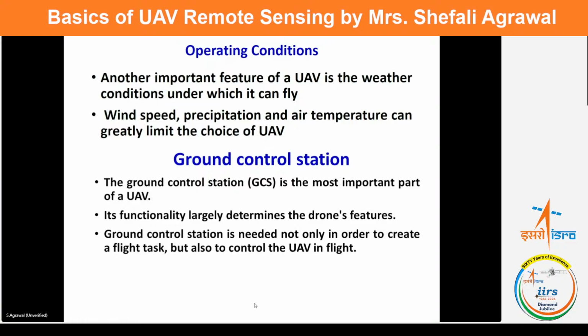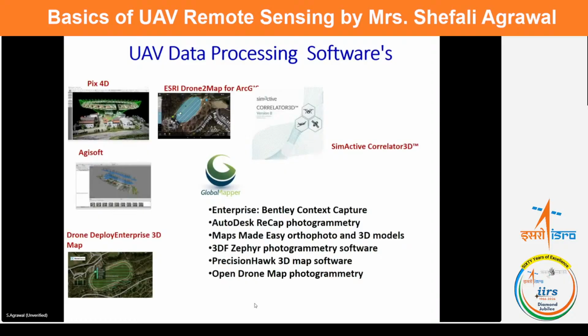And you should have a proper ground control station, which is one of the main features of the drone. It is not only there to do mission planning, but also to control the entire UAV data collection. These are a few of the drone data processing softwares, which are mostly commercially available. Some of them are free, but with limited capability, like OpenDroneMap, a photogrammetry tool that is open source but with limited capability. Mostly they are COTS software available in the market.